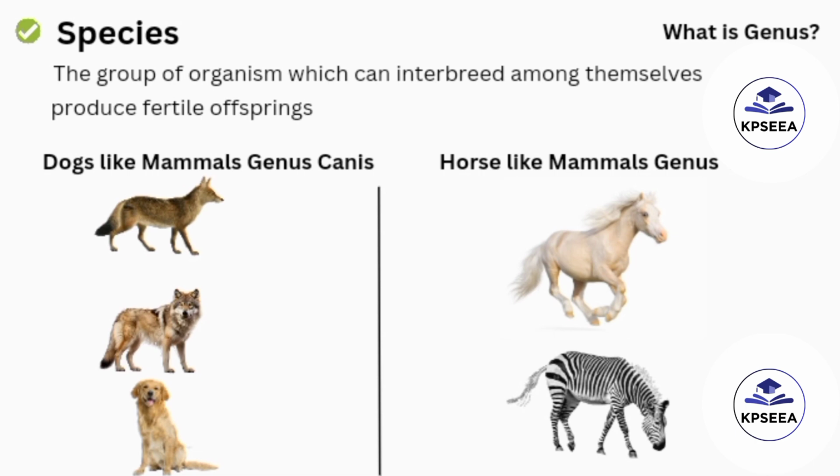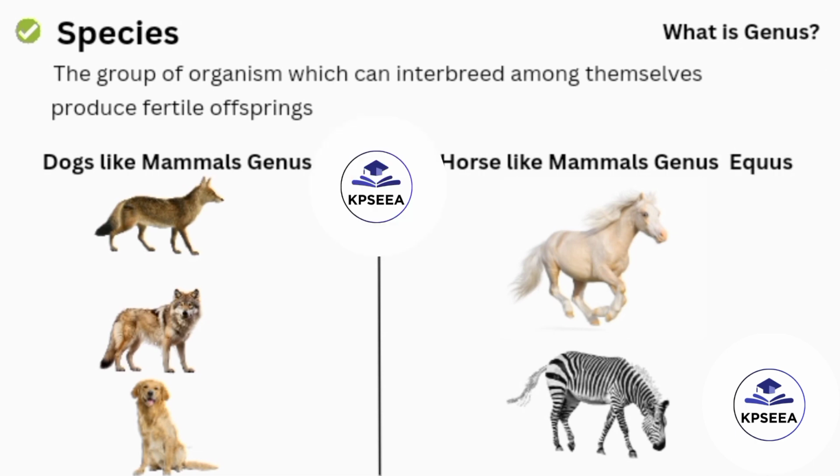That's why, on the basis of their similarities, when 2 or more species look similar, they form a genus. Jackal, wolf, and dog are mammals that look similar, that's why dog-like mammals are included in genus Canis. Similarly, the pony and the zebra are different species, but there are some similarities between them. That's why horse-like mammals are included in genus Equus.